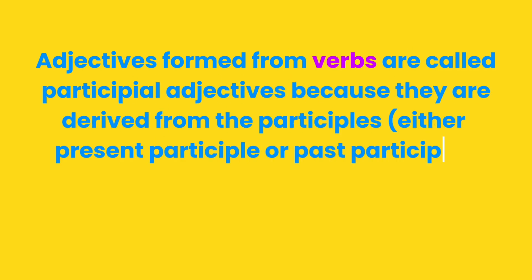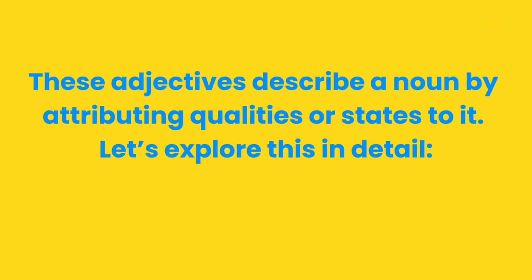Adjectives formed from verbs. Adjectives formed from verbs are called participial adjectives because they are derived from the participles, either present participle or past participle, of verbs. These adjectives describe a noun by attributing qualities or states to it. Let's explore this in detail.